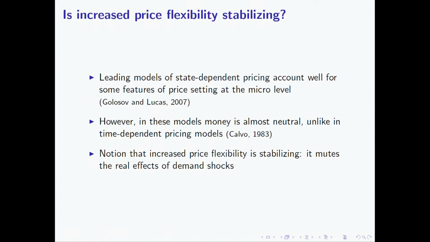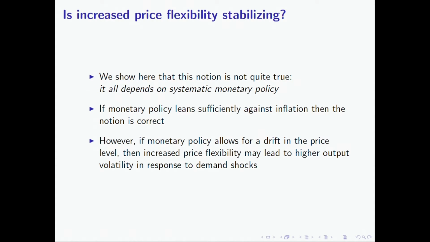So what we do in this paper is we show that this notion is not totally correct. It all depends on the systematic monetary policy. In particular, we show that if monetary policy leans sufficiently against inflation, then the notion is correct. However, if monetary policy does not lean against inflation and allows for a drift in the price level, then increased price flexibility may lead to higher output volatility in response to demand shocks.